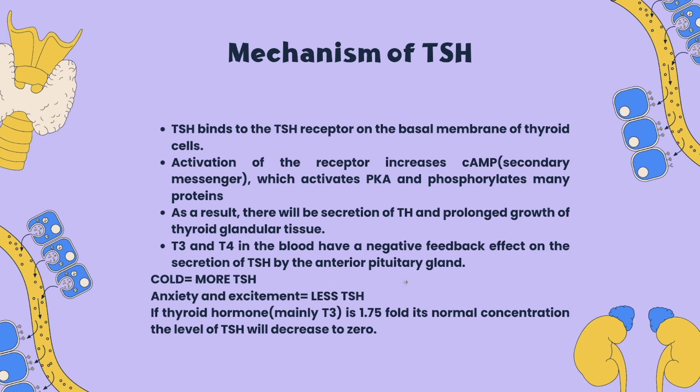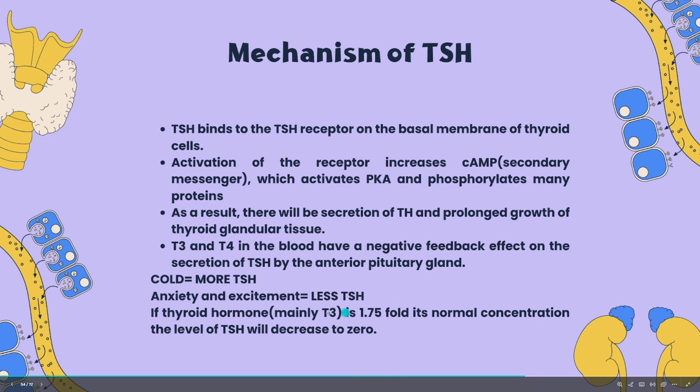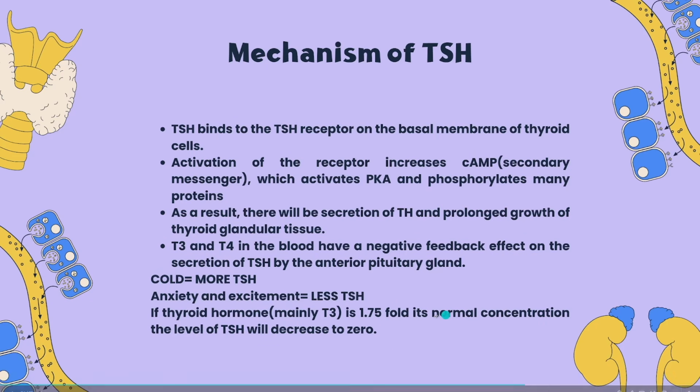If the thyroid hormone, mainly T3, is 1.75 fold its normal concentration, so we just multiply it by 1.75, the TSH level will decrease to 0. So it doesn't even need to be twice what's found in normal concentration. It's just 1.75, so a 75% increase.